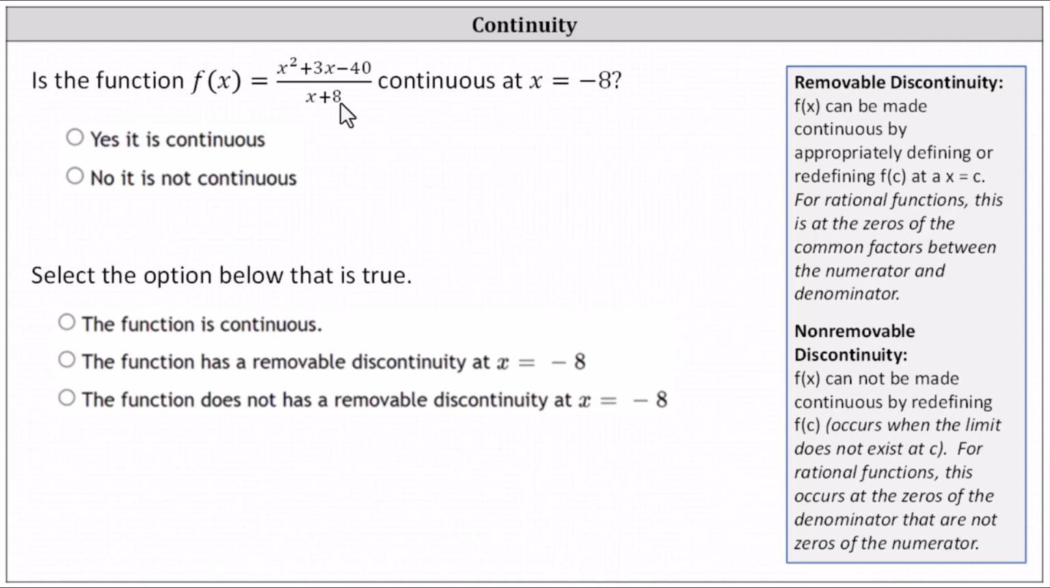So we can go ahead and answer this first question. No, f of x is not a continuous function. It does have a discontinuity at x equals negative 8. And now let's review removable and non-removable discontinuity.